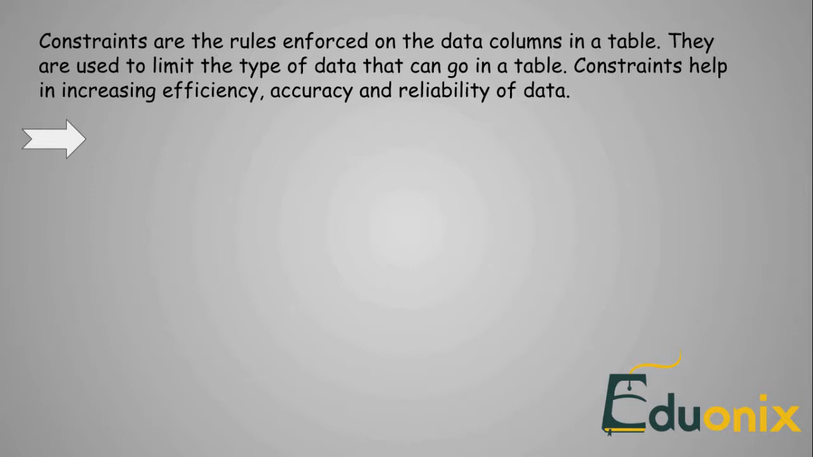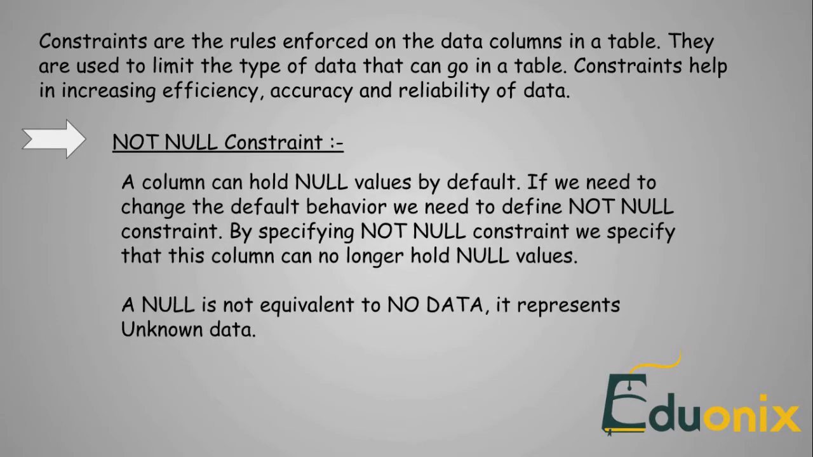Now let us first understand the first constraint, that is the not null constraint. A column can hold null values by default. If we need to change the default behavior, we need to define a not null constraint on a column. By specifying the not null constraint, we specify that this column can no longer hold null values. A null is not equivalent to no data. It actually represents unknown data.